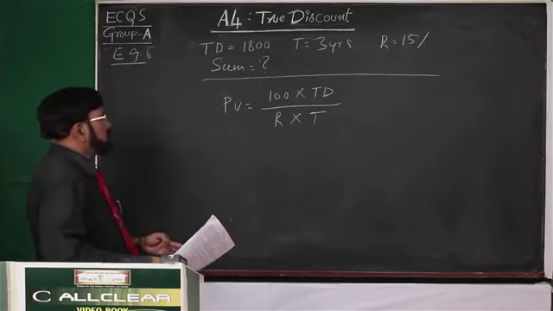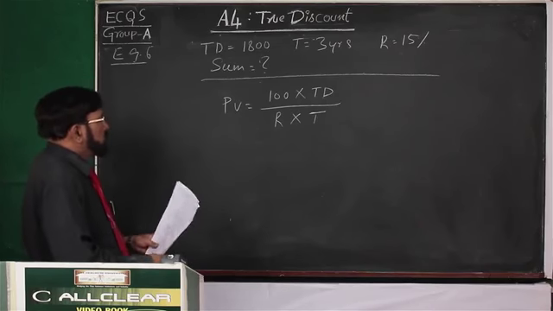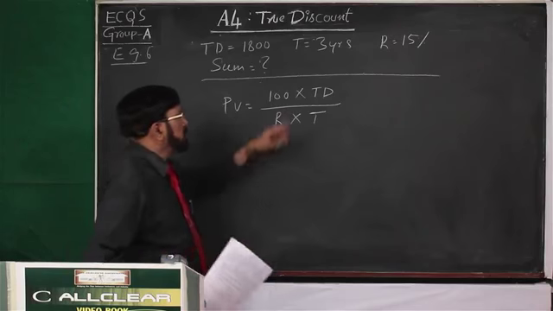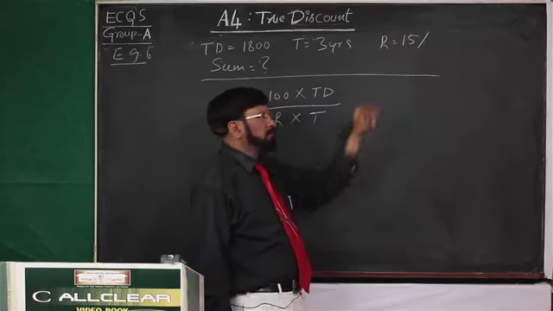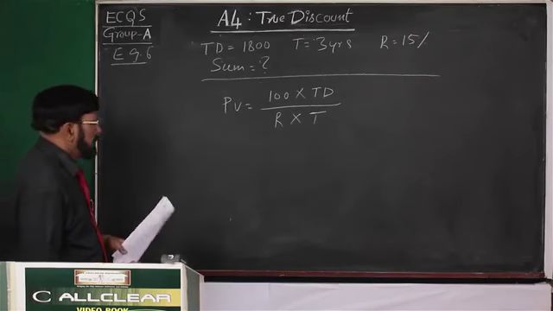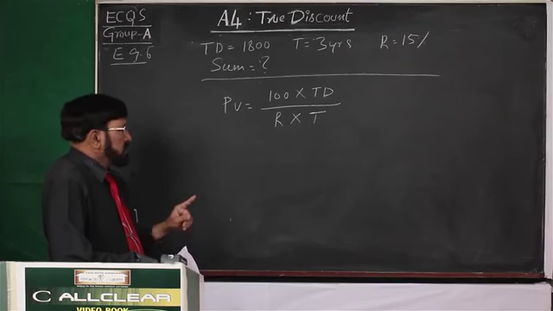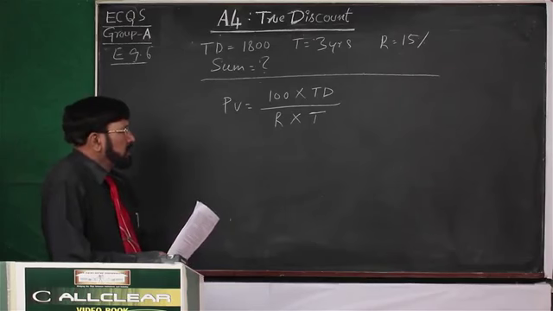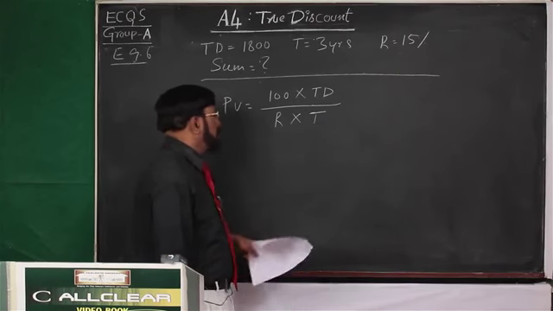Now the sixth and last example: true discount is 1,800 rupees, time 3 years, rate 15%. We have to calculate the sum. Actually for present value, I can consider another formula. PV is equal to 100 into TD, true discount, by rate into time.